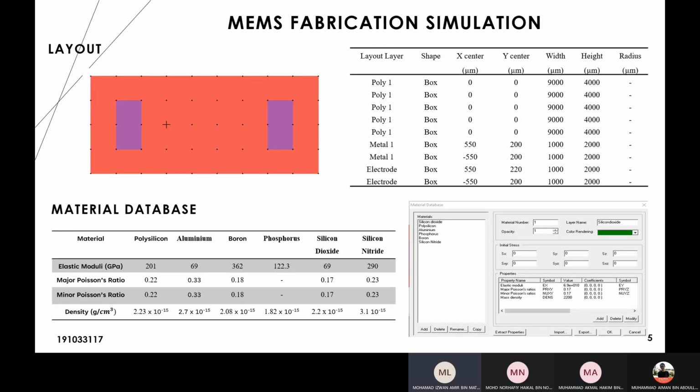Okay, this is the top view layout of our design in MEMS Pro simulation, where the purple color is the aluminium and the red color is the silicon nitride. We use poly 1 and metal 1 electrode as our layers for this design. For the material database table, we use the same elastic moduli, Poisson's ratio, and density from this table. The materials that we use in this MEMS Pro design are silicon dioxide, polysilicon, aluminium, phosphorus, boron, and silicon nitride.